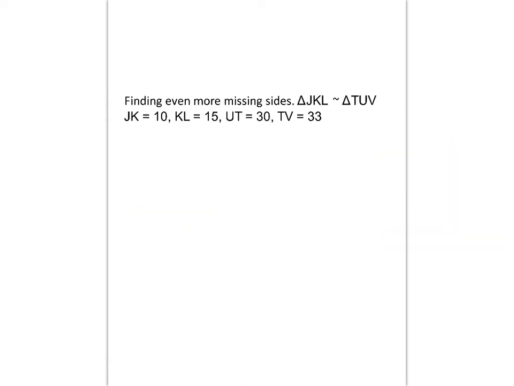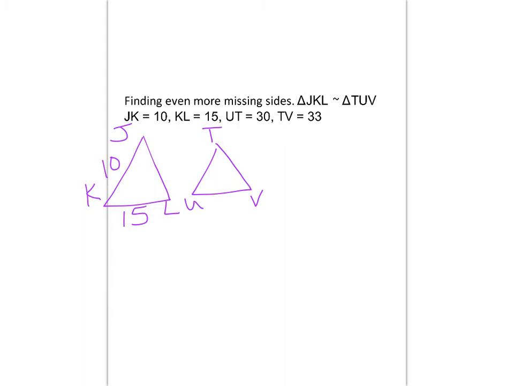Okay? Just a couple more. Now, they don't give us the triangles on this one, so you must draw them in. So I'm just going to draw two triangles here. Doesn't matter what they look like. JKL and TUV. Okay? They tell me JK is 10, KL is 15, TU is 30, and TV is 33. They want me to find the missing sides, so I mark them with an X and a Y. That way we don't get them confused.